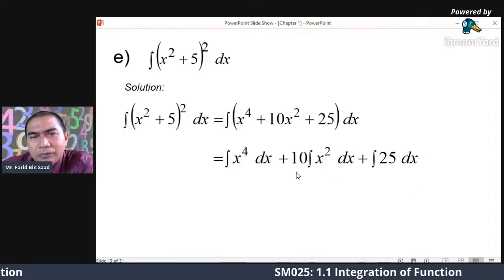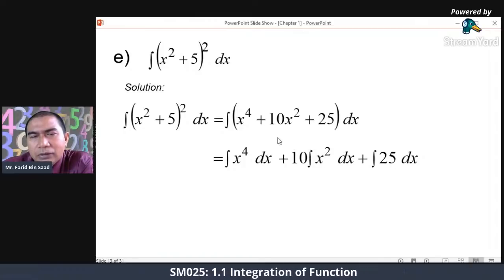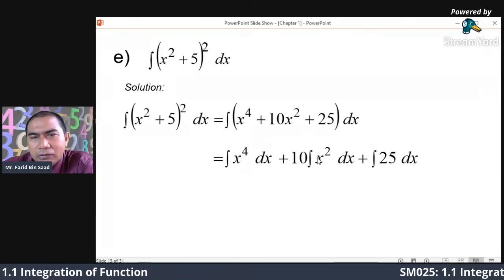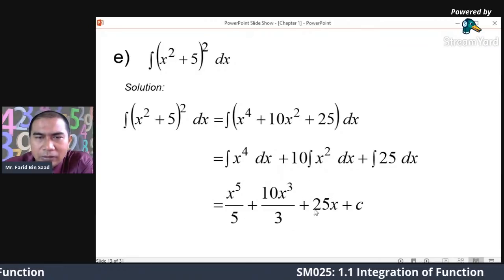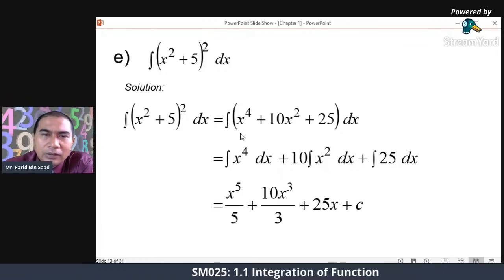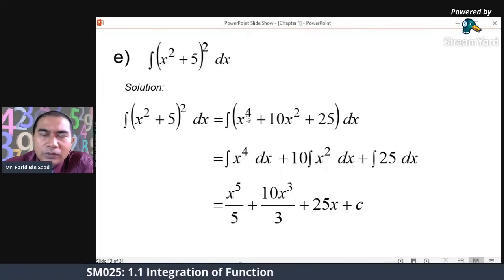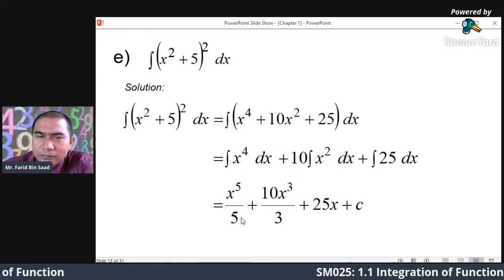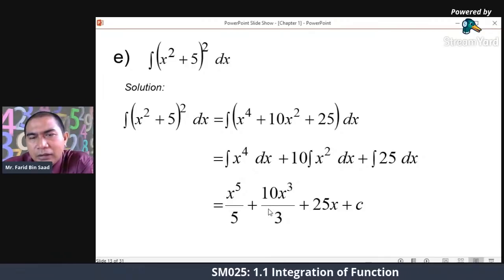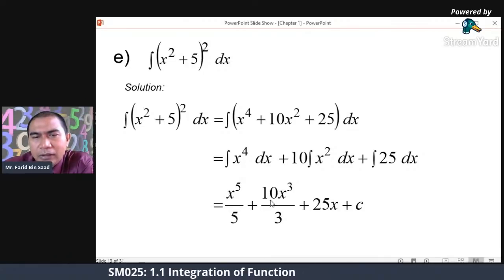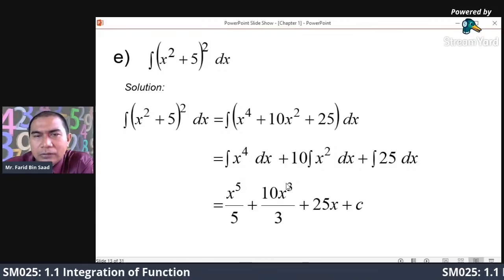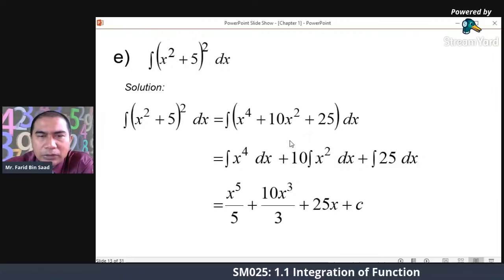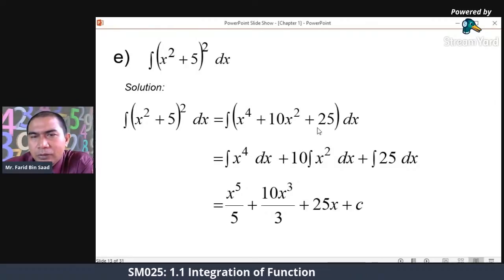If you have already mastered the integration formula, you can skip the step and just go ahead and use the formula. For example here, x power of 4: we integrate x power of 4, 4 plus 1 is equal to 5, and then divide by 5. And then plus 10 times x power of 3, how? x power of 2, 2 plus 1, divided by 2 plus 1. Okay, plus 25.